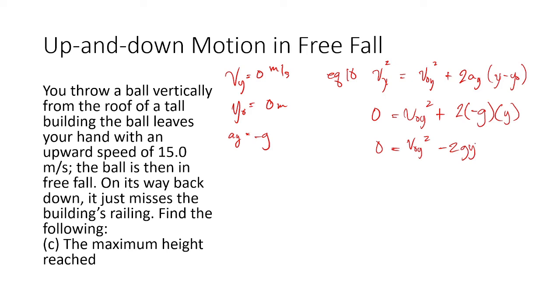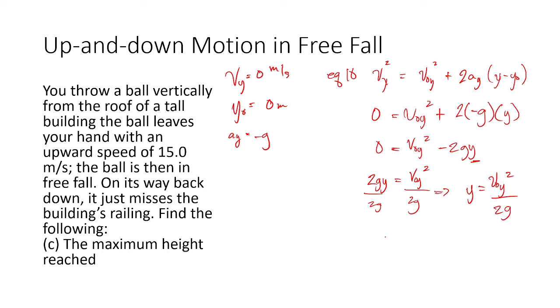Okay? And since kailangan natin yung y, we can isolate that. So what we can do here is we need to transpose. So we'll have here 2gy is equal to our v naught y square. Divide the whole equation with 2g. And we will be left with y is equal to v naught y square all over 2g.